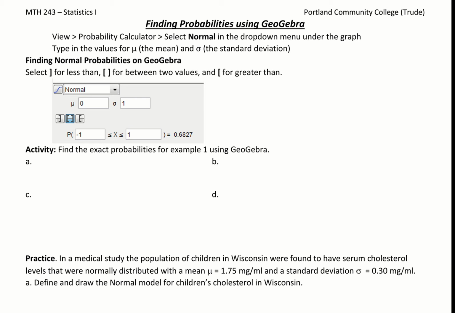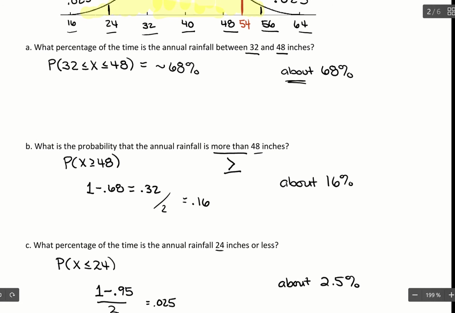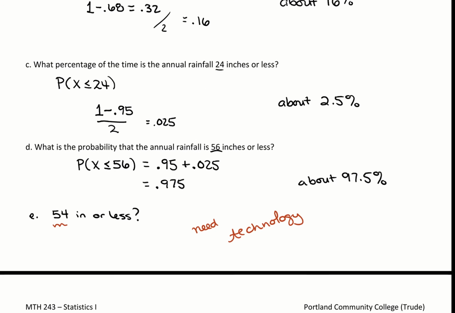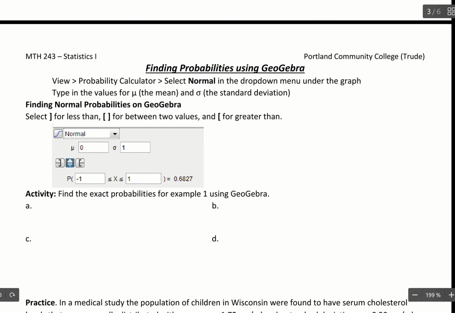Using the normal curve, we can find all sorts of probabilities, and when we talked about the empirical rule, we were pretty limited in terms of which values we could use. So to get to this point of where we want to look at other values that aren't a specific number of standard deviations away, we're going to use Geogebra.